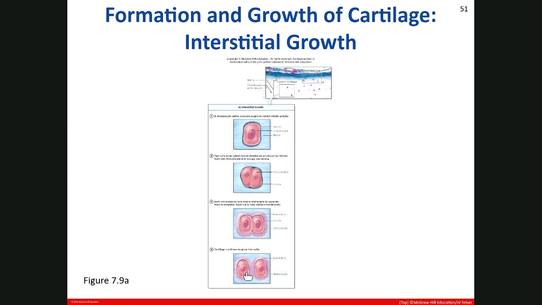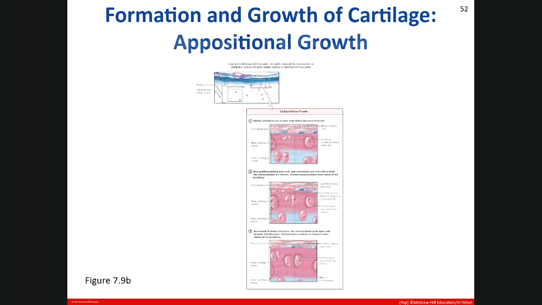The other type of growth which happens in the cartilage is called appositional growth. In appositional growth, we have growth on the surface of the cartilage. Look at here, this is the surface, and appositional growth happens on the surface. Now, I want to go step by step. We have mitotic division in the stem cells, which we have in the perichondrium.